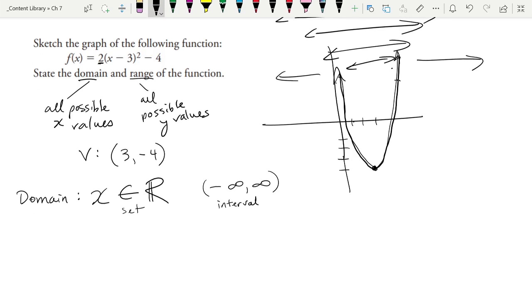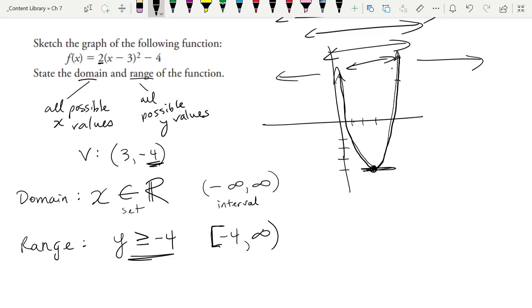Range: can y be any number? No. You see, the y numbers stop right here. So I'd have to say that y is any number bigger than or equal to -4. So my interval would start at -4, and that's a square bracket because -4 is included. I can't include infinity with a square bracket because infinity isn't really a number. And I can go up to infinity. Again, this is set notation, this is interval notation.